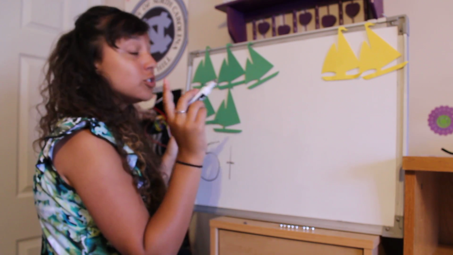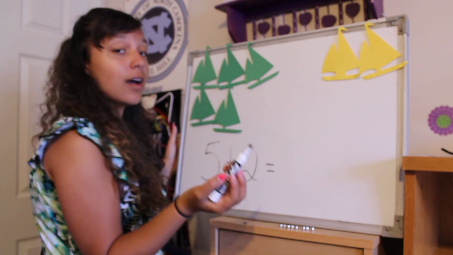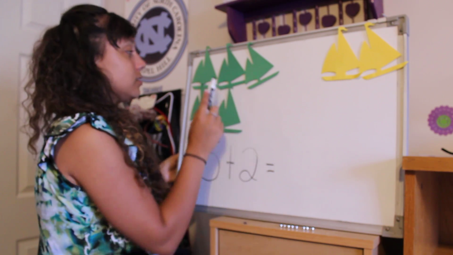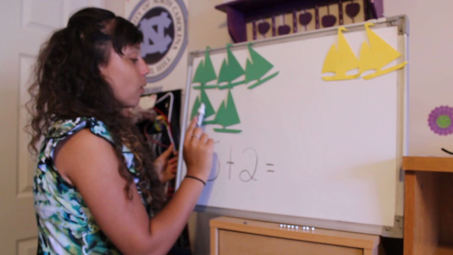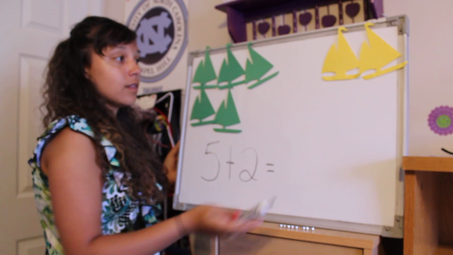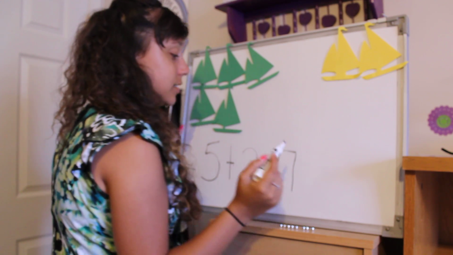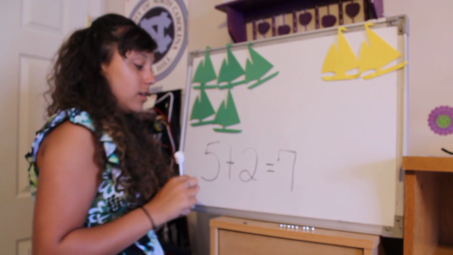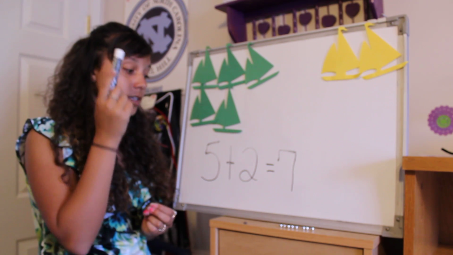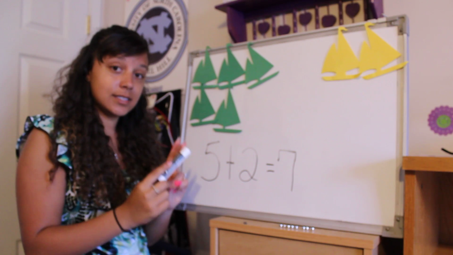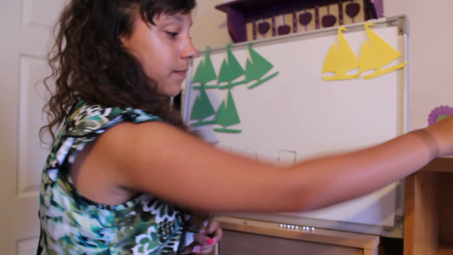Then he saw 2 more. So how many are all together? Again, all we have to do was count our pictures. 1, 2, 3, 4, 5, 6, 7. So again, that lets me know I have 7 sailboats all together. And we always need to check our work, so we put 5 in our head and 2 on our fingers. 5, 6, 7. So we know that Jimmy saw 7 sailboats all together.